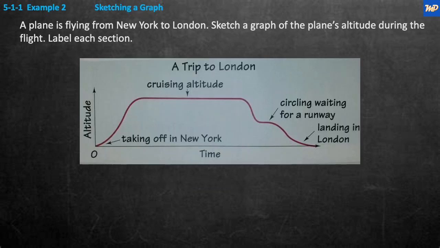Okay, example 2, sketch a graph. So here it says a plane is flying from New York to London. That's a long flight. I don't know how many miles, maybe 4,000 miles maybe? Sketch a graph of the plane's altitude during the flight. Label each section. Well, we have the graph, and we're just going to talk about it here. So what happens? We take off, right? So down here is where we start off. We take off right here in New York.